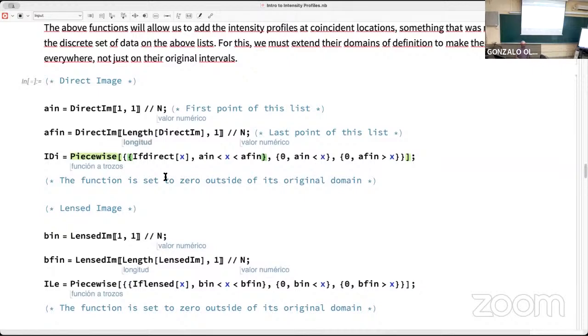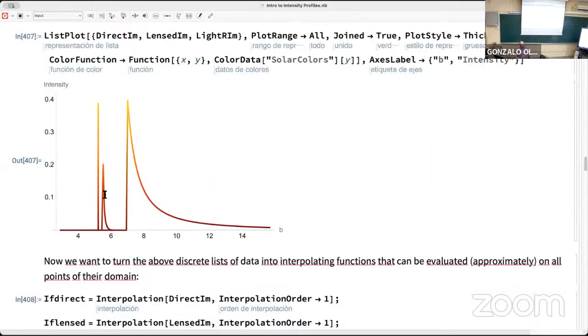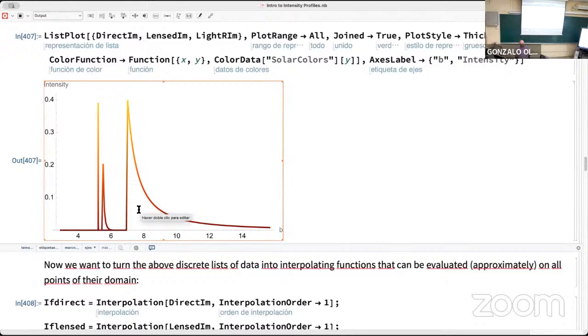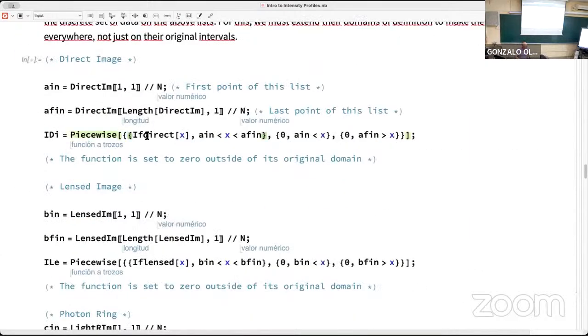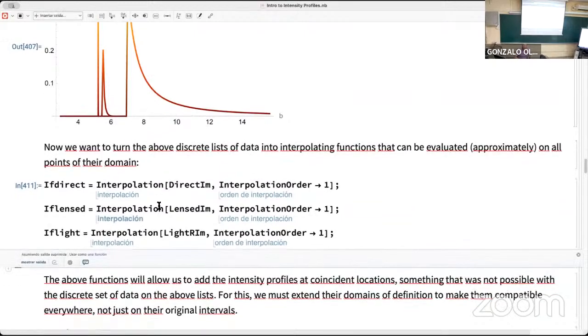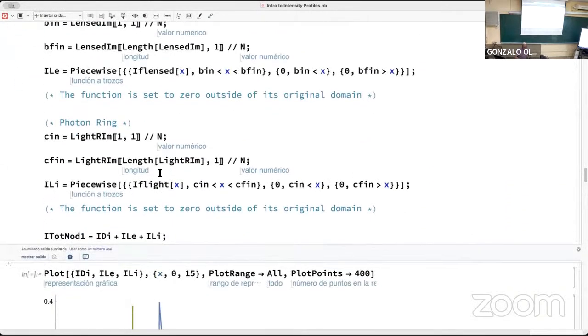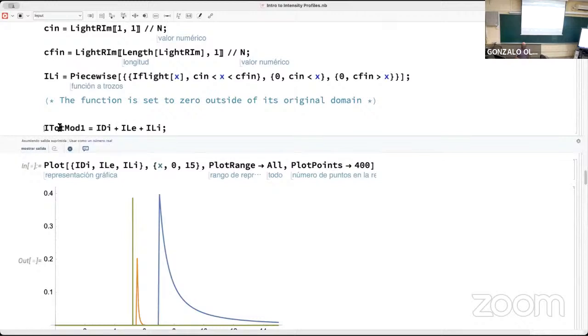And we do this for the 3 sets. As I said, it is not obvious why we need to do all these things for this profile, because they don't overlap. But when they overlap, we will need to do that; otherwise, you cannot add the intensities. So we define this. This is already the interpolating function defined. Now we define the others, and now we can add the 3 intensity profiles. We define this total intensity of model 1.